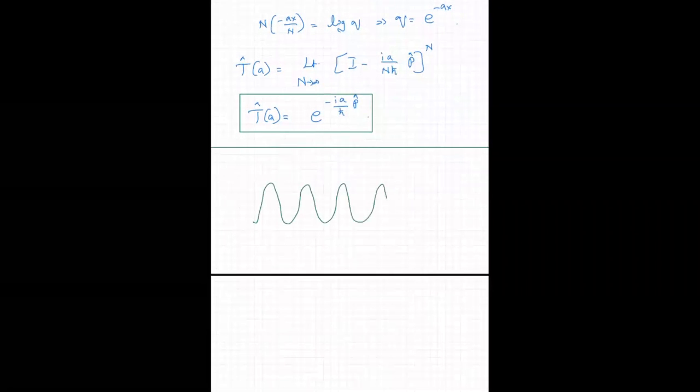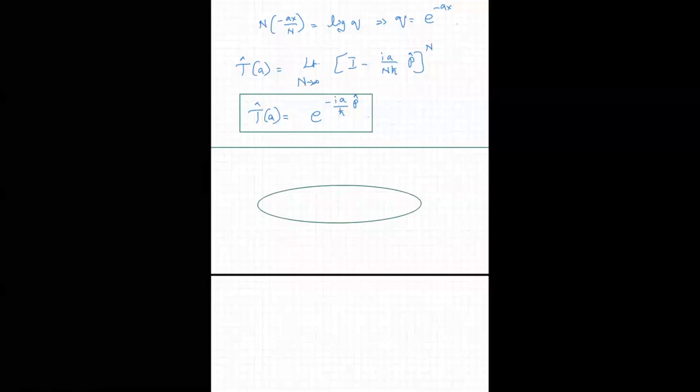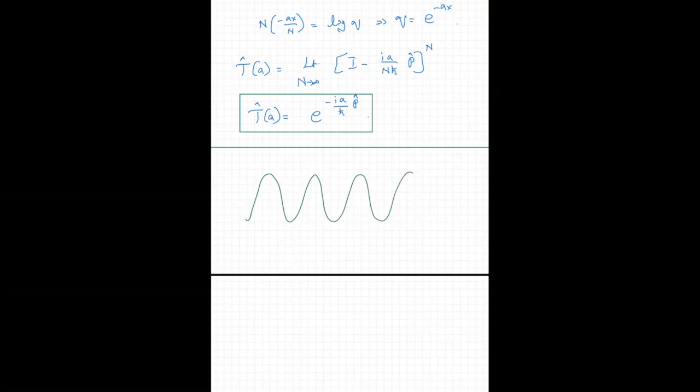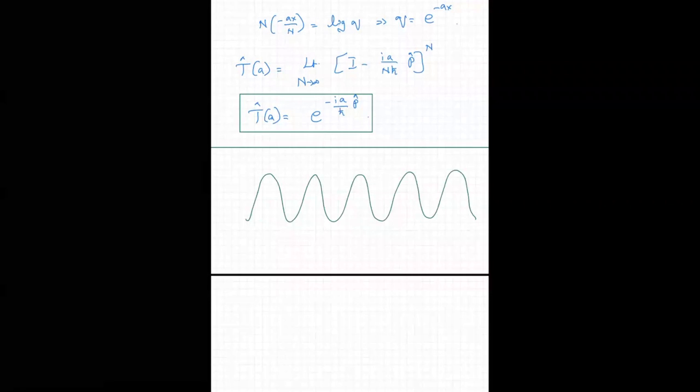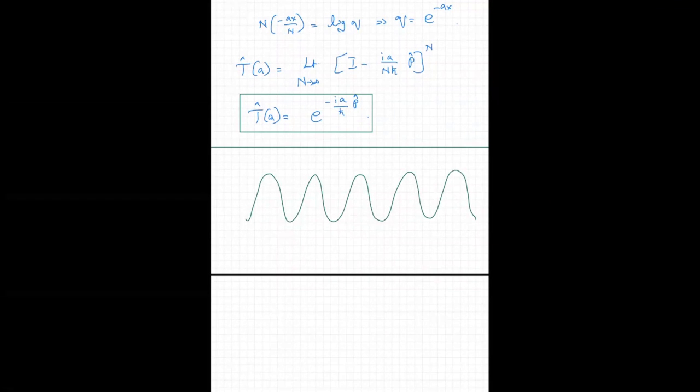So you can have, this is a very bad drawing. Okay, my iPad obviously did not like it. So this is an example of a periodic potential, and this is an example of a translationally invariant potential.